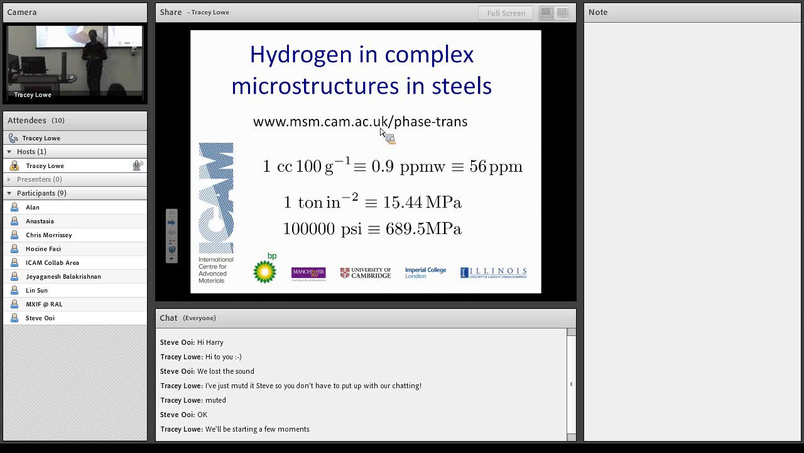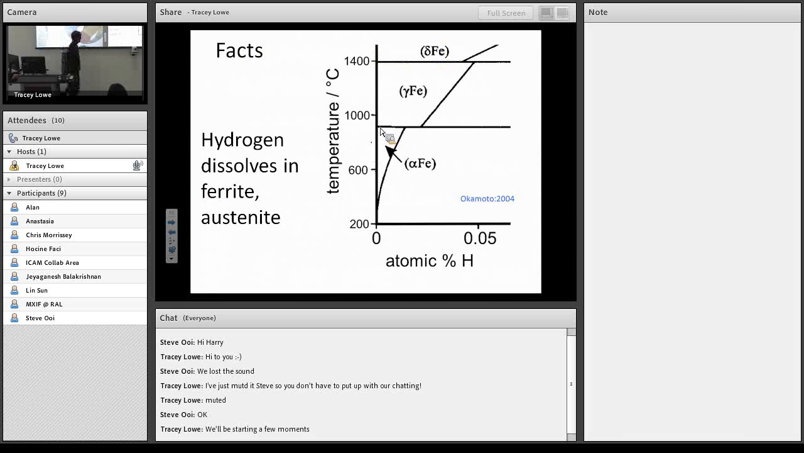Now I'm going to begin. Hydrogen is a very, very confusing subject. Hydrogen in steels is a very confusing subject with vast numbers of publications. I'm going to begin by summarizing what we know, which is beyond doubt. Okay. So the first point that I'd like to make is the iron-hydrogen phase diagram.